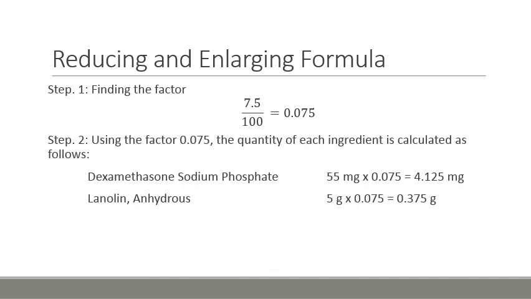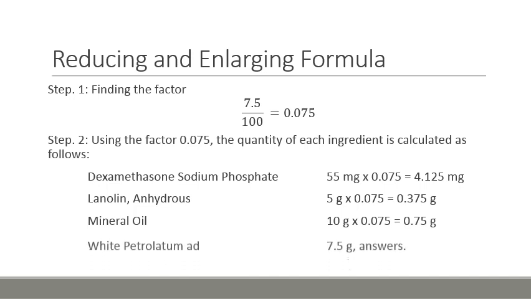Lanolin, anhydrous, was required in the quantity of 5 gram. If you multiply it with the 0.075 factor, the required quantity is 0.375 gram. Mineral oil was required in the 100 gram quantity as a standard preparation. If you multiply it with the 0.075 factor, the required quantity now will be 0.75 gram, and white petrolatum will be required as 7.5 grams.